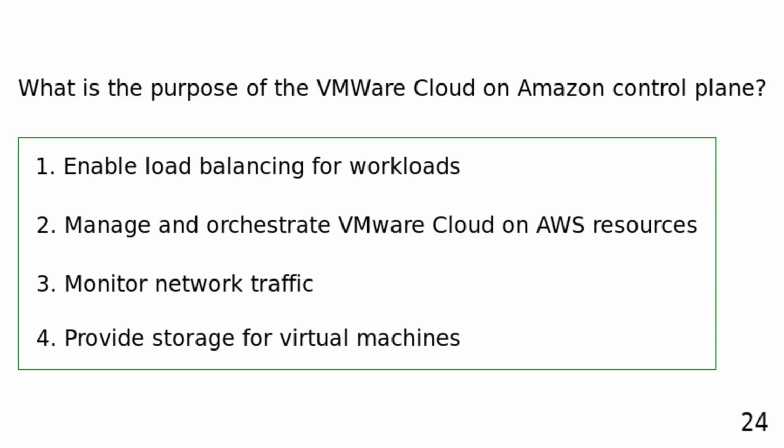What is the purpose of the VMware Cloud on Amazon control plane? Enable load balancing for workloads. Manage and orchestrate VMware Cloud on AWS resources. Monitor network traffic. Provide storage for virtual machines.